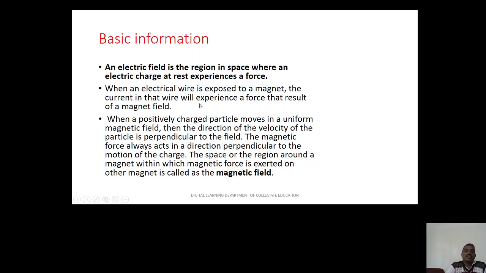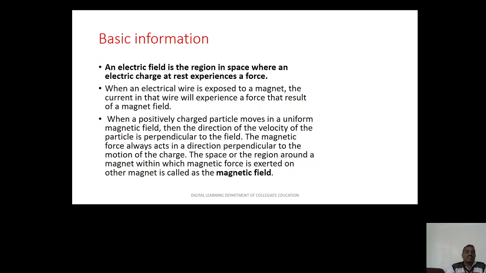The other basic information related to this topic is: an electric field is a region in space where an electric charge at rest experiences a force. That's the basic definition of electric field. When an electrical wire is exposed to a magnet or placed in a magnetic field, the current in that wire will experience a force that results from the magnetic field.